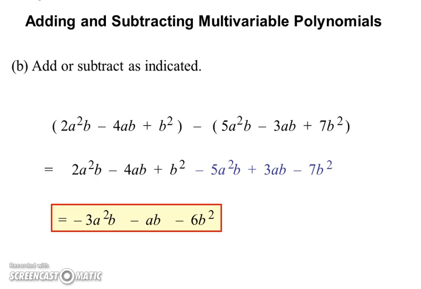And then b squared minus 7b squared. Remember, with the b squared, we can put a 1 in front of it. So that really means 1b squared minus 7b squared. And when you subtract 1 minus 7, we get -6b squared. So that gives us our final answer, -3a squared b minus ab minus 6b squared. Hope this helps.